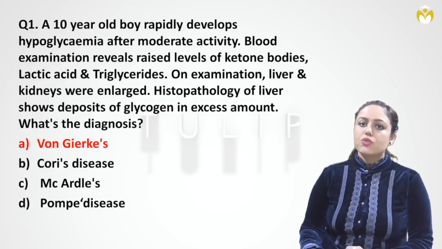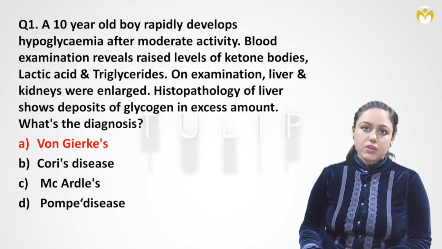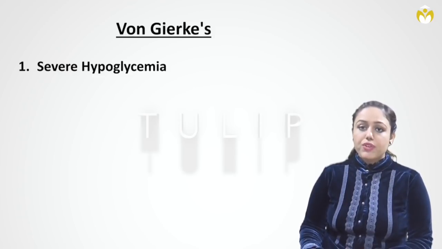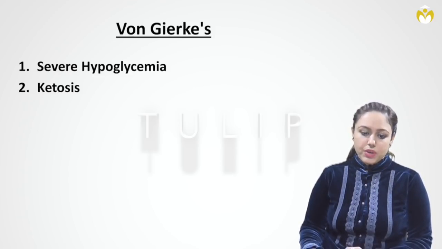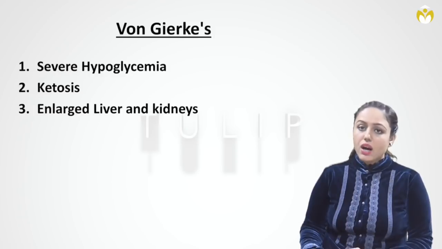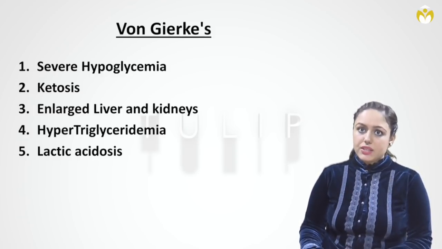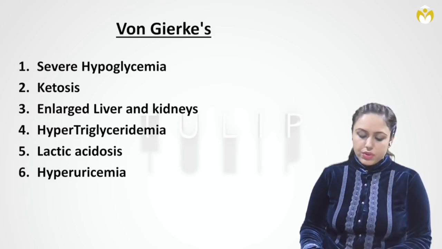Von Gierke's disease is the most common glycogen storage disease. This question has given you the typical clinical features of von Gierke's disease. In von Gierke's disease, we have severe hypoglycemia, ketosis, enlarged liver and kidneys, hypertriglyceridemia, lactic acidosis, and hyperuricemia.